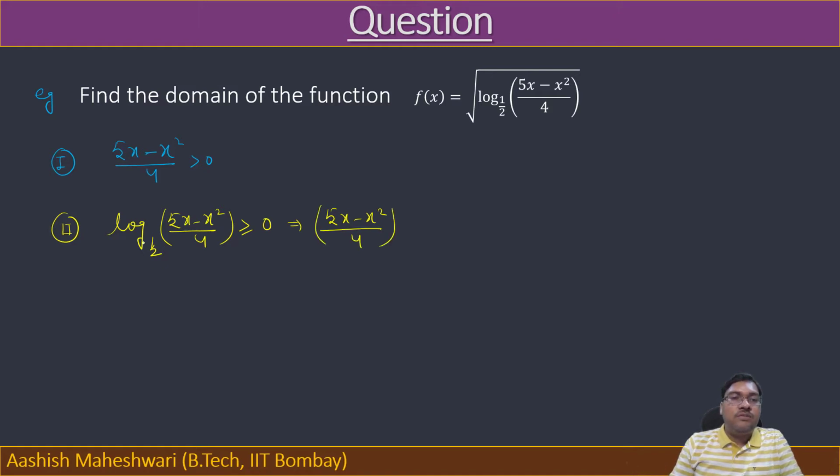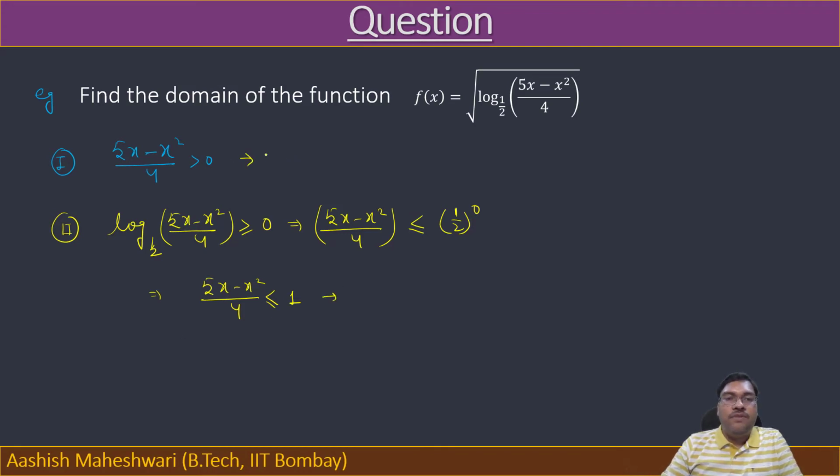Now if I take this base on this side, so this will be half raised to 0, but will the sign of inequality remain the same or will it change? We can say the base is less than 1, that means the sign of inequality will change. So this will become less than or equal to 1 by 2 raised to 0. So now you can see 5x minus x square divided by 4 will be less than or equal to 1. So now we have this inequality to solve.